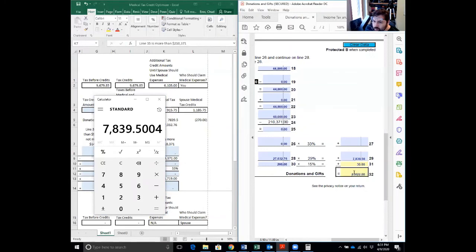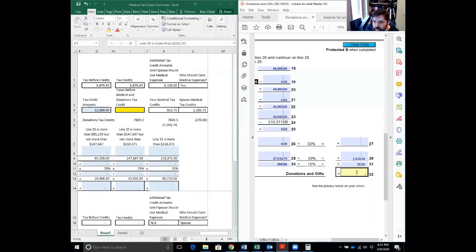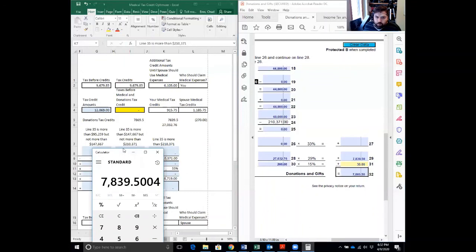Okay, so this is all I want to claim because I can't use these donations. I'm going to carry them forward, and so I end up using 7,869.50. Because if I would have claimed what I could have during that year, that's a waste. So I donated 100,000, and how much can I carry forward into a future year?